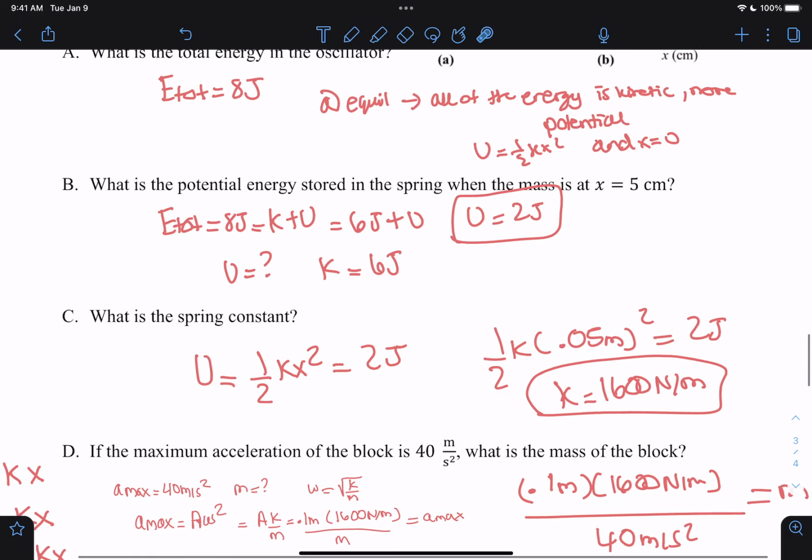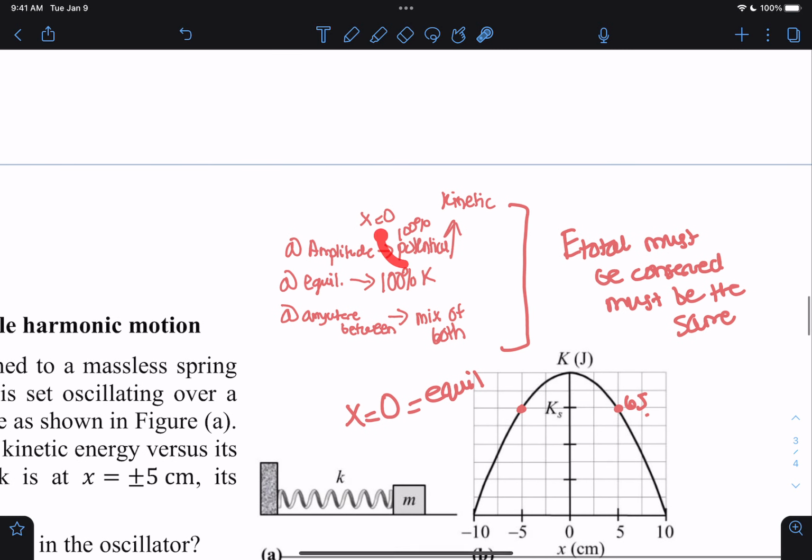So at the amplitude, that's why you would see 100% potential, because at that point it hangs. It pauses essentially for a split second. That's where you have zero kinetic energy. And it's all potential, because at that point, it's either stretched or compressed by that maximum amplitude, and it hangs there for a split second, no motion, and that's why there's zero kinetic, right?